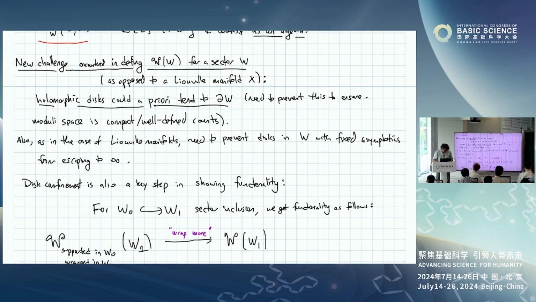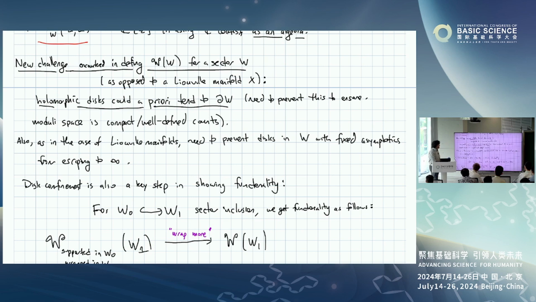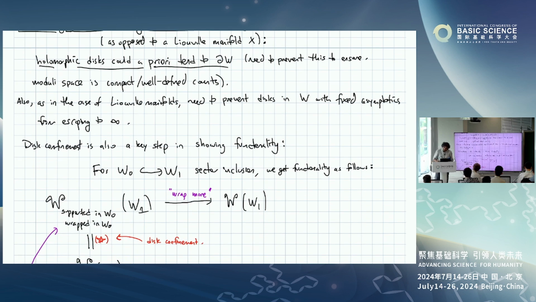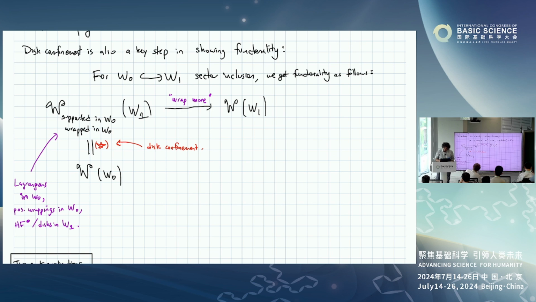So the basic thing we do is we establish some disk confinement results for a class of complex structures which suffice for our purposes. And actually disk confinement is also a key step in this functoriality result that we show in this paper. If we have an inclusion of sectors, the way we get functoriality for our wrapped Fukaya categories is as follows. There's this basic diagram.